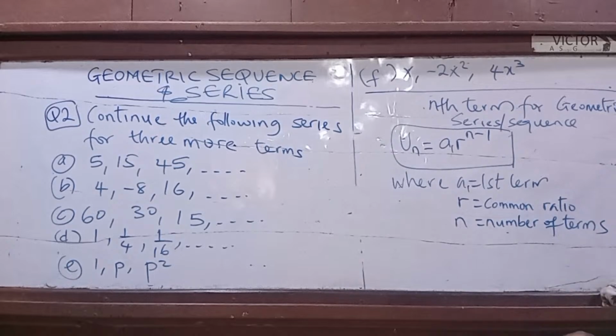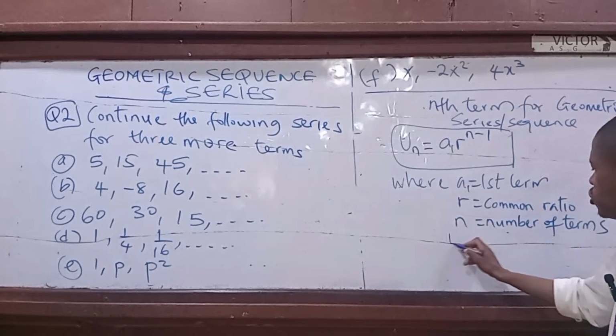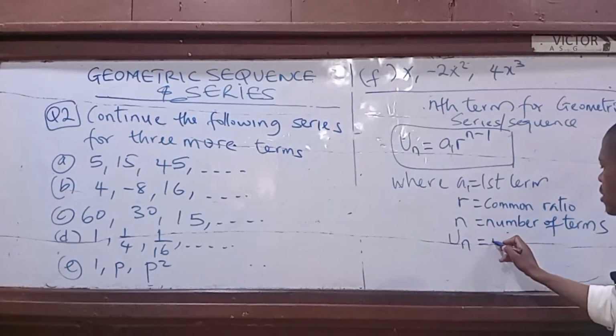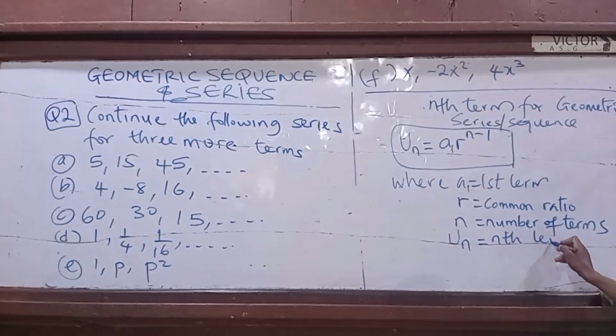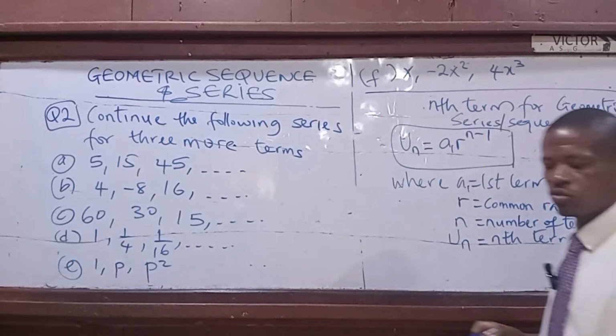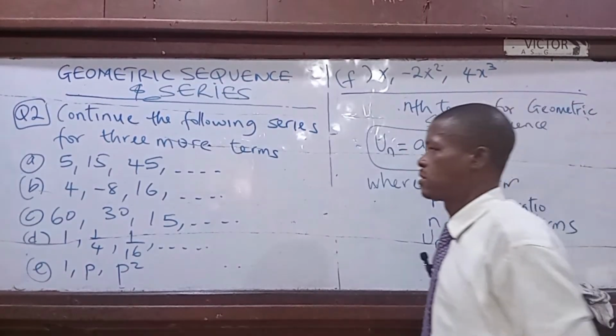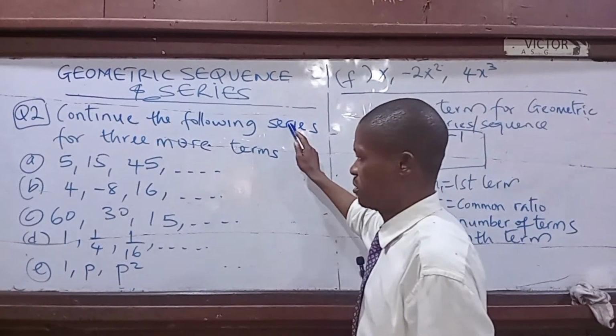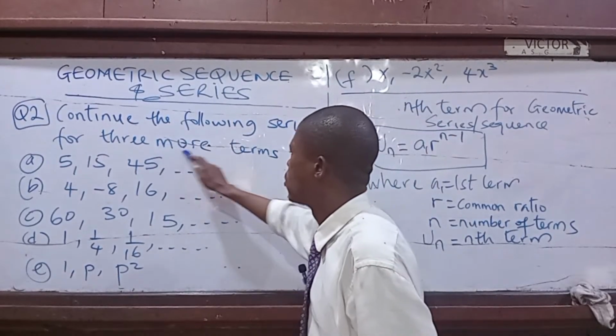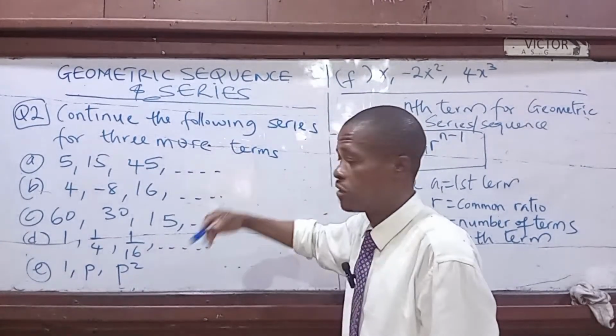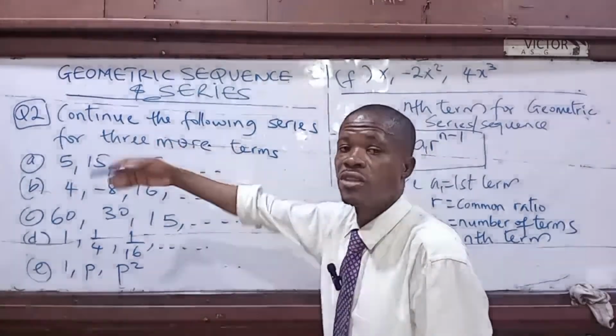Okay, n is the number of terms, and u subscript n is called the nth term of that sequence. That's the general formula. The question we have: continue the following series for 3 more terms.